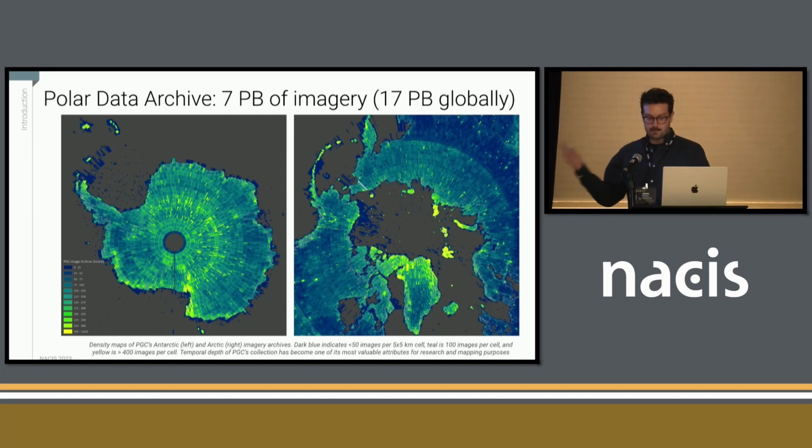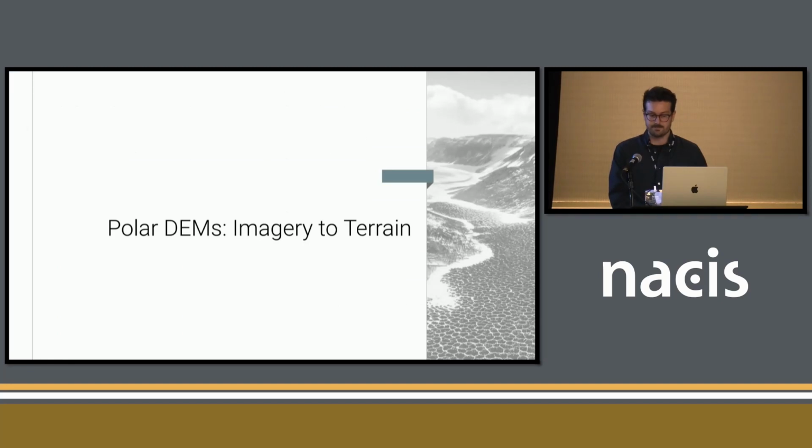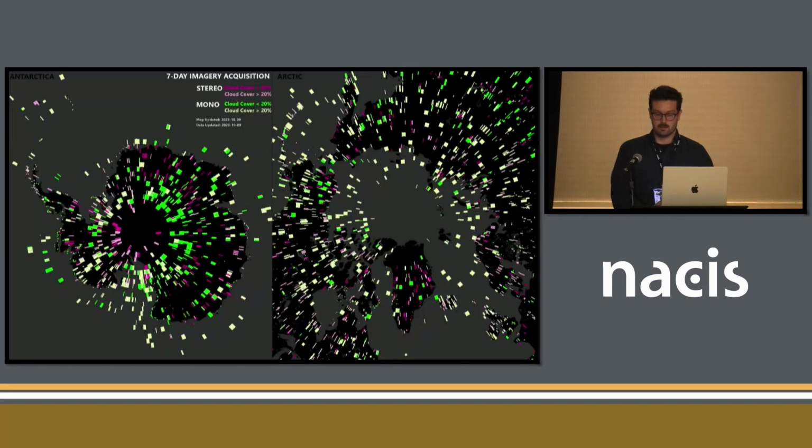These maps show the depth of the polar imagery archive, with teal areas representing 5 by 5 kilometers with at least 100 images, and the yellow areas have over 400. Since 2007, PGC has been building this data archive so that these regions that were once some of the least mapped places on Earth now have extensive high-resolution time series imagery, enabling scientists to study these rapidly changing places in great detail. So what can you do with this big data archive? Well, it turns out through the magic of photogrammetry, you can model three-dimensional terrain with it. And unlike satellite imagery, the DEMs are freely available to the public.